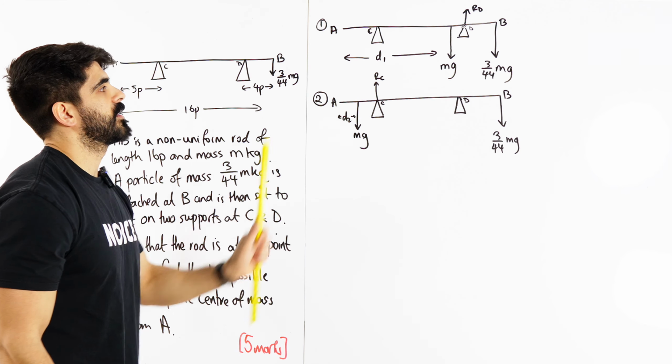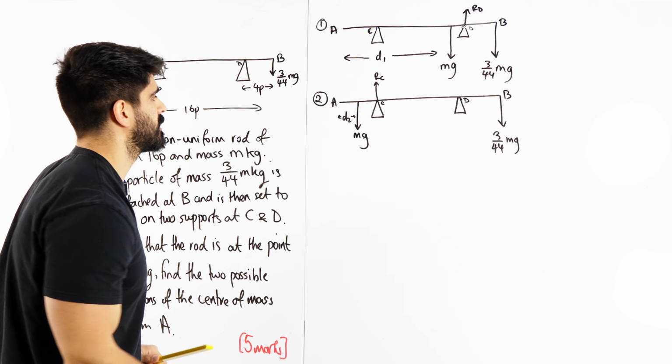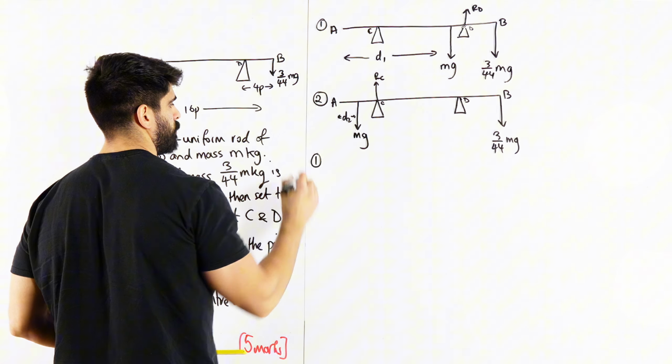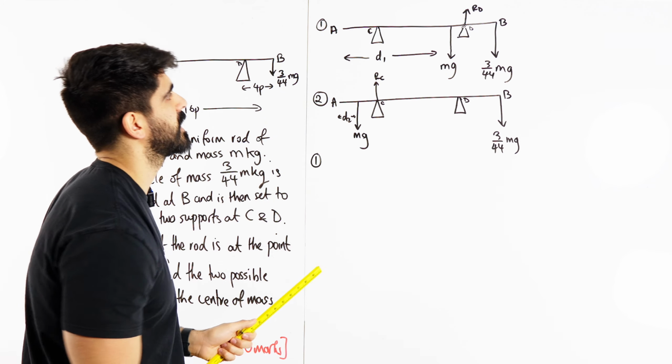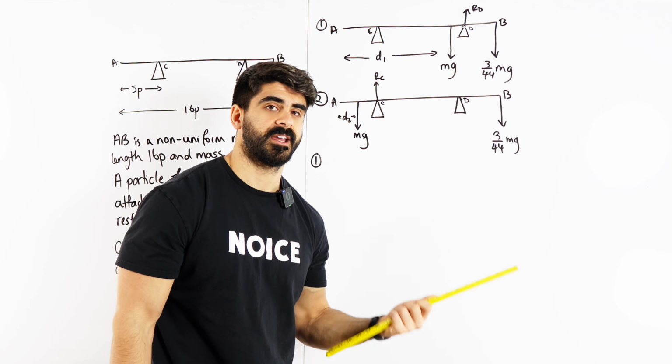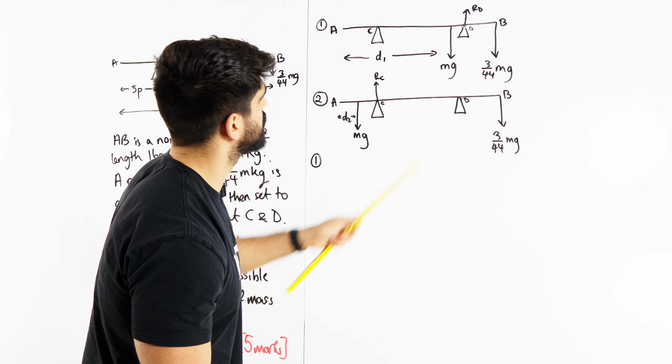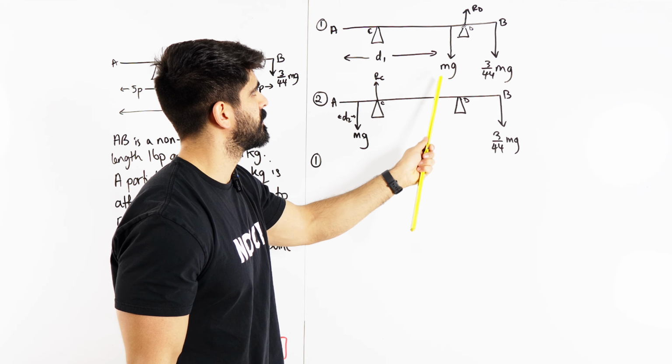Cool. I'll fill out the other lengths in a second. So let's consider situation 1. Where should we take moments from if we want to find D1? Well, D1's relative to A, so I recommend you take moments about A. But the first thing we can do is we can say RD equals the sum of these two.